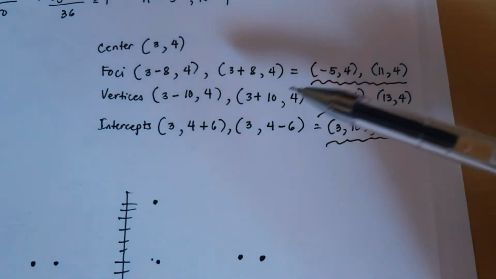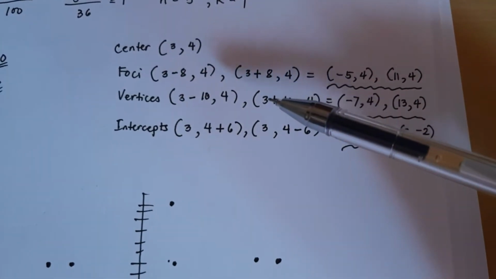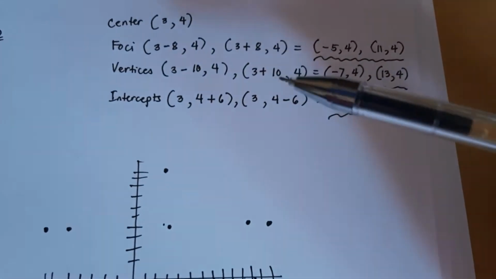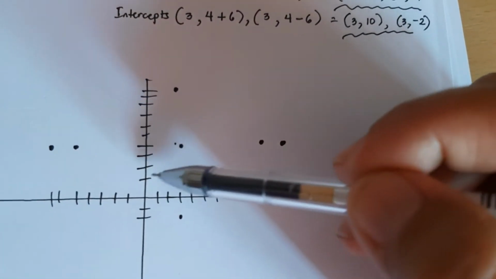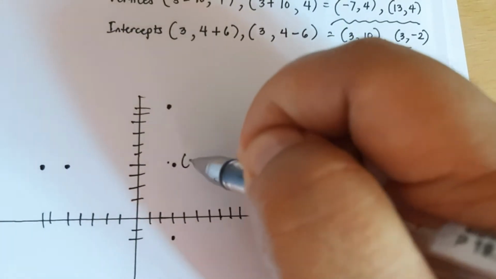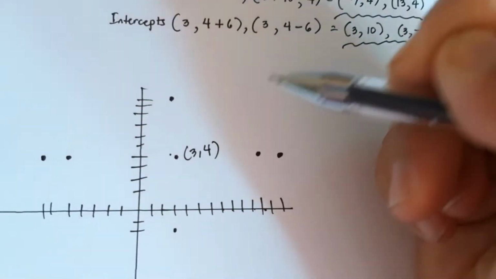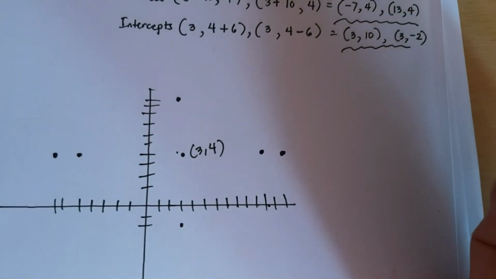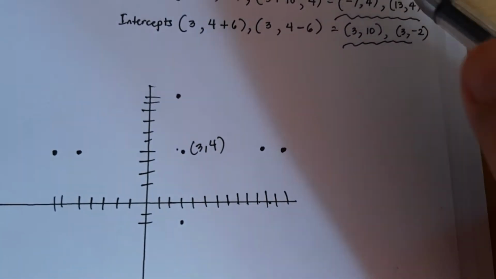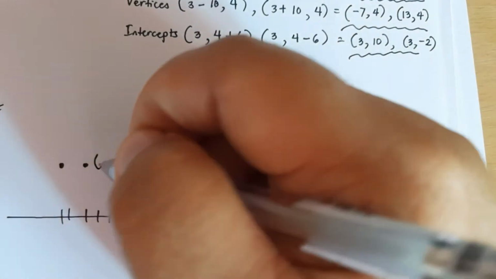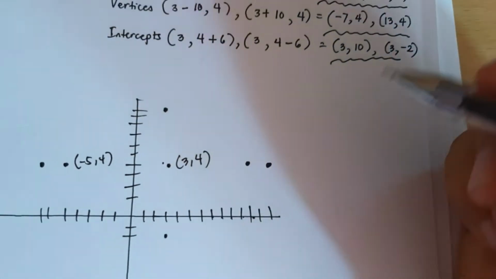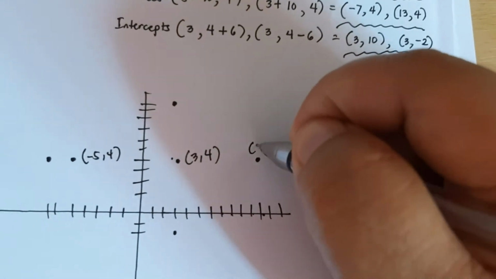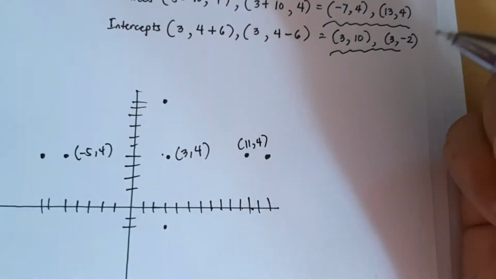So, since kompleto na ang mga kailangan mo, pwede ka nang mag-graph. So, center is at 3, 4. So, di tayo, 1, 2, 3, then 4. So, this would be your center. And then, foci is at negative 5, 4. So, ito yon, negative 5, 4. And then, 11, 4. So, that will be your focus.